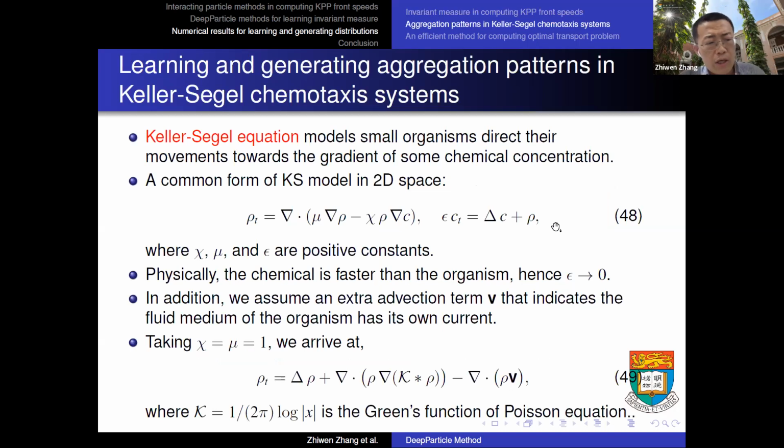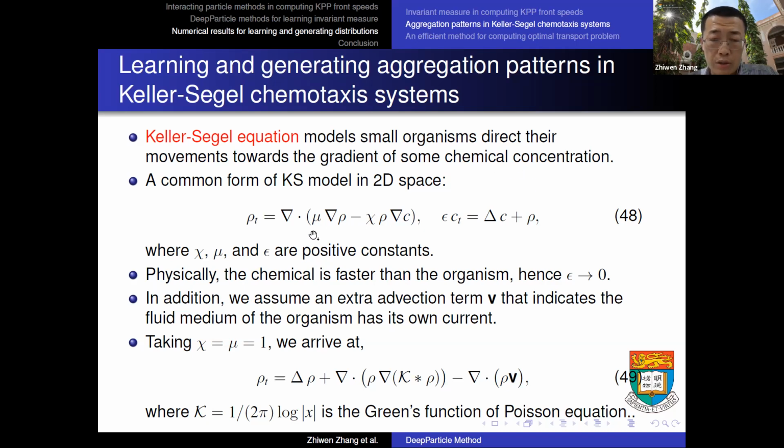Okay, so let me move to the next application, learning and generating aggregation patterns in the Keller-Segel chemotaxis system. We are not experts in PDE. This is a very famous model in mathematical modeling. This KS equation models how organisms, such as bacteria, direct their movement towards the gradient of some chemical concentration.